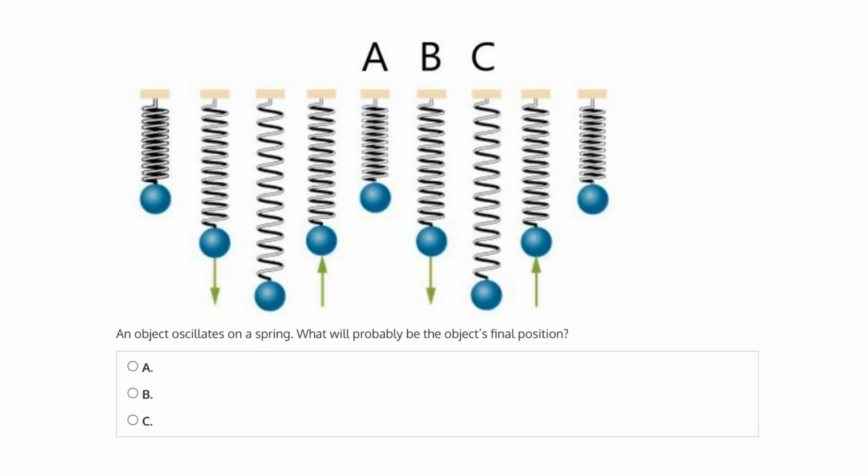This question says, an object oscillates on a spring. What will probably be the object's final position? Is it what we see in A, B, or C?